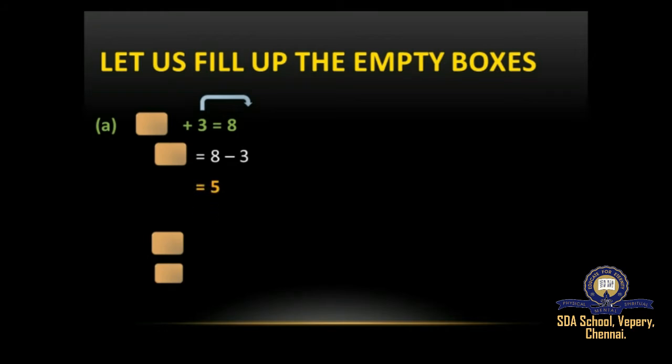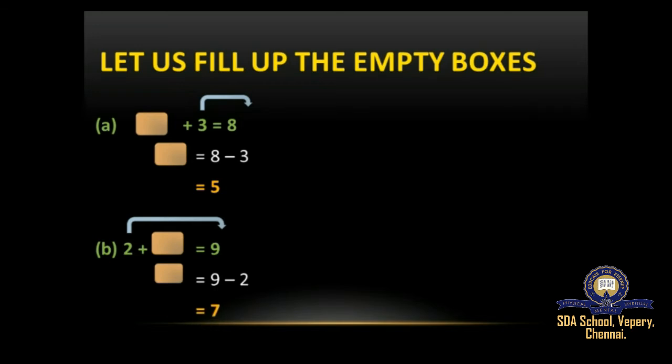Got it, students? Okay. So the second sum is 2 plus unknown value is equal to 9. So when you add 2 to the unknown number, you will be getting the answer 9. So in order to find the unknown number, you are going to take the 2 to the right hand side. Okay, so when you take the plus 2 to the right hand side, you will be getting 9 minus 2. So when you subtract 2 from 9, you will be getting 7.